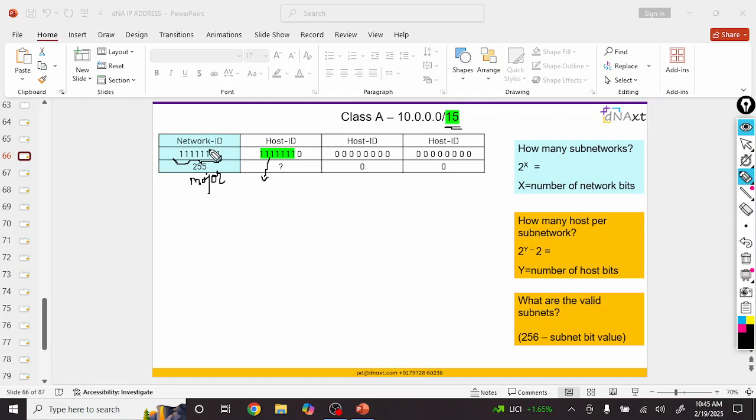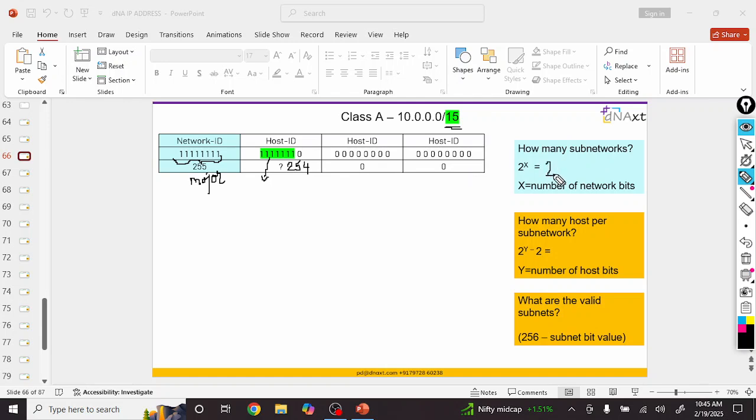Okay, so let's calculate its subnet mask. The subnet mask will be 255.254, because only the last bit is set to 0, the value of which is 1. So we'll subtract 1 from 255, that is 254, and the third and fourth octets are purely host octets, hence all the bits are set to 0, and the value in decimal will come out as 0 and 0. So the subnet mask is 255.254.0.0 for slash 15.